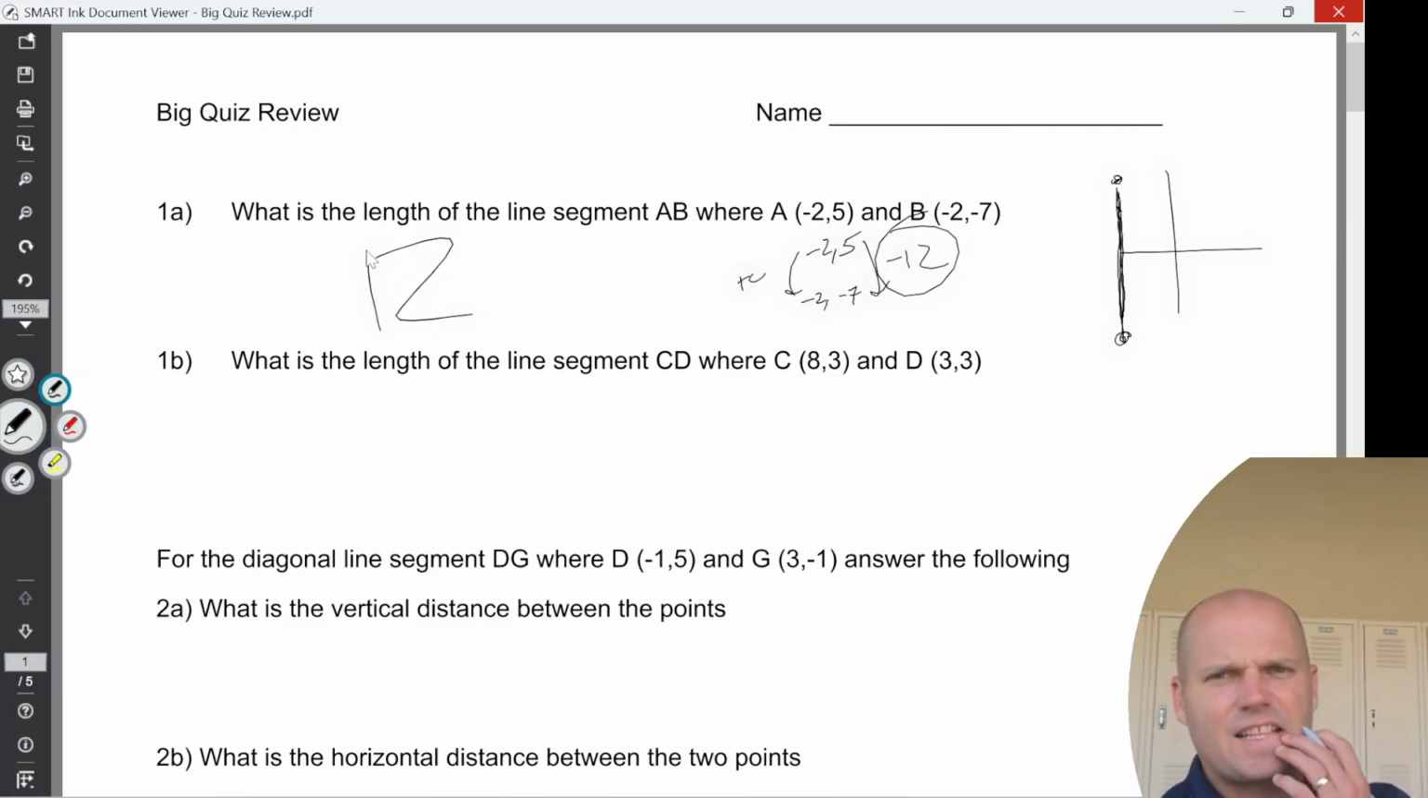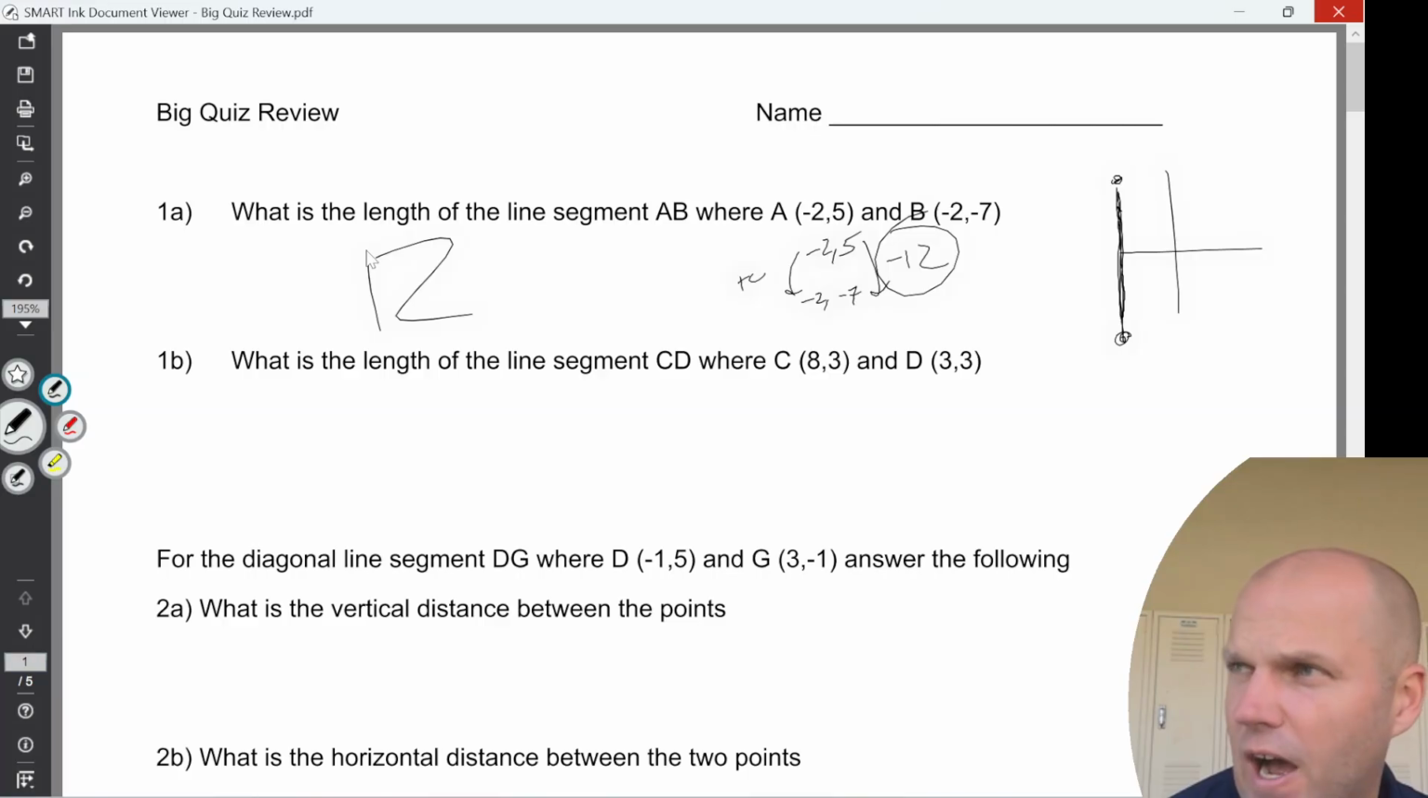Now, we're not going to say that the length is negative 12. We don't say we go 5 to negative 7 and the length is negative 12. We say the length is 12.